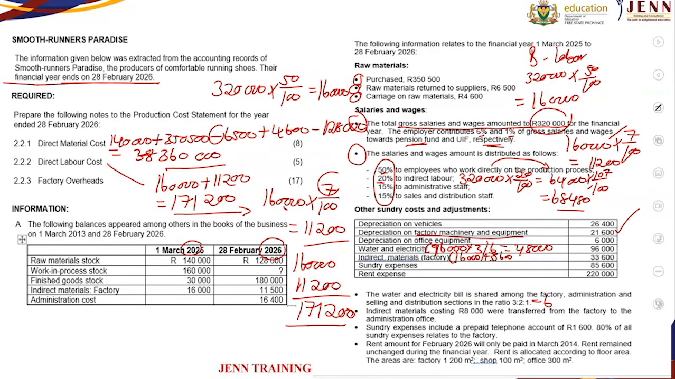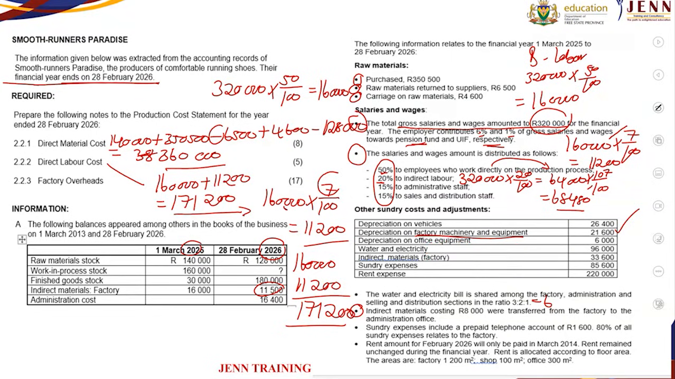And then we have to say minus returns. When we go to bullet number 2, it says indirect material costing 8,000 were transferred from the factory to the administration office. So this time we did not return, but we took it to admin. So we subtract it. And therefore, now we must say minus balance at the end, which will be 11,500. And then now our final answer for indirect material will be 30,000.